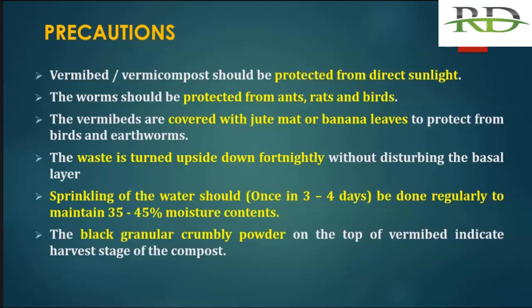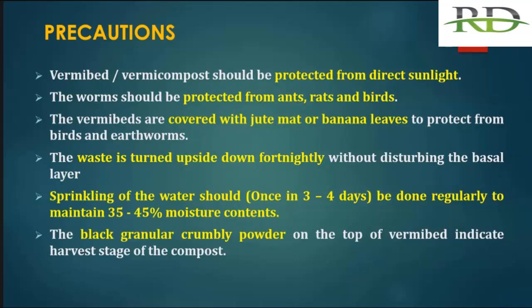Always, earthworms are active between 10 to 32 degrees Celsius. Only then does this process become faster than compost. When black granular crumbly powder appears on top of the vermibed, this indicates the compost is ready to harvest.